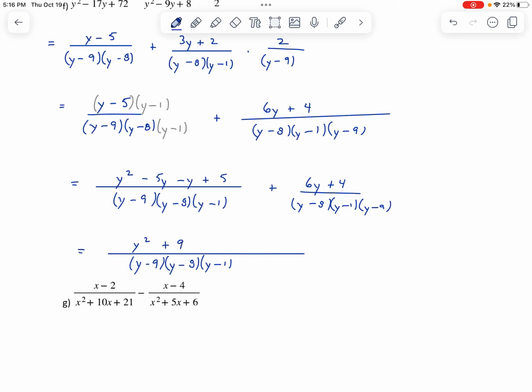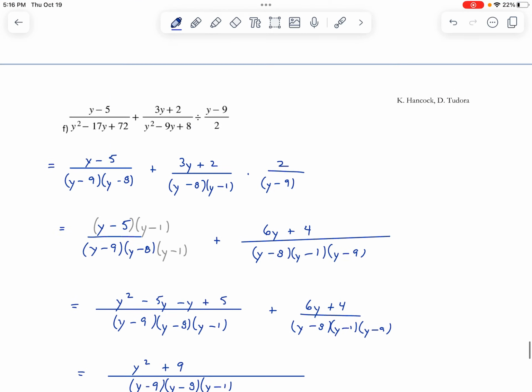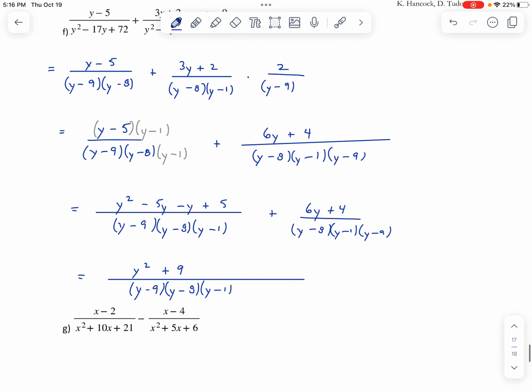I try for a second to factor the top of that. It doesn't factor because it's plus 9. Do I need to state restrictions? I need to state restrictions. Well, my restrictions are y can't be 9, y can't be 8, and y can't be 1, because those would make the bottom of the fraction 0. That's my answer.